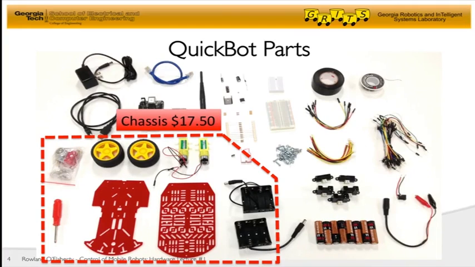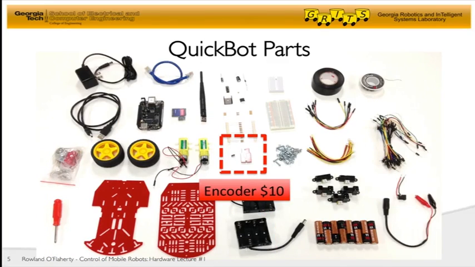So the first set is the chassis. The chassis is going to cost around $17.50. You're going to buy it from SparkFun. It's the Magician Bot. And the Magician Bot itself is $15, but you're also going to need an extra battery holder. Then there's the wheel encoder. SparkFun is just coming out with this, and this is specifically designed for the Magician Bot. That's going to cost about $10, and that allows you to measure the distance that the wheel has turned.